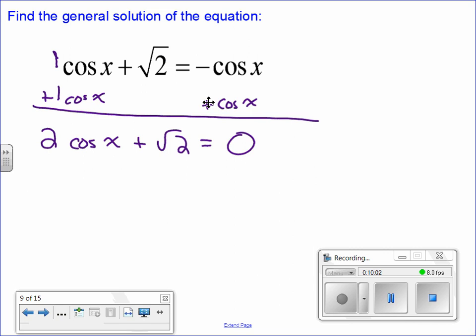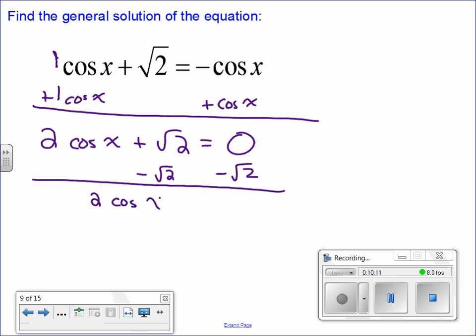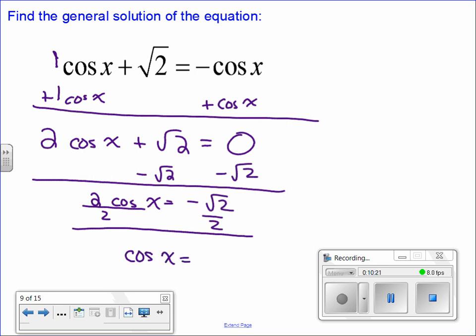We are trying to solve for cosine x, so let's subtract this radical 2 to bring him over to the right-hand side. And then at this point, we'll divide the 2 over. And we're solved for cosine x, so we're to the point where we can look at the unit circle.